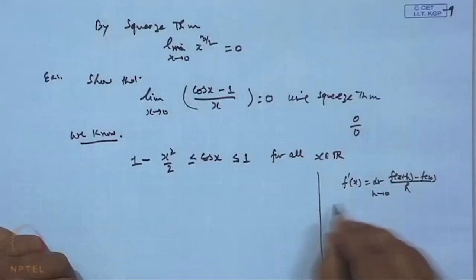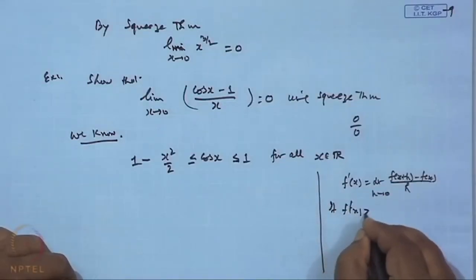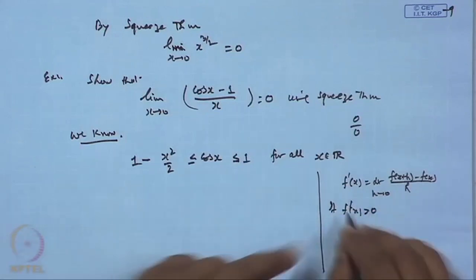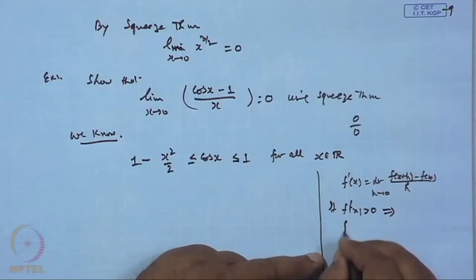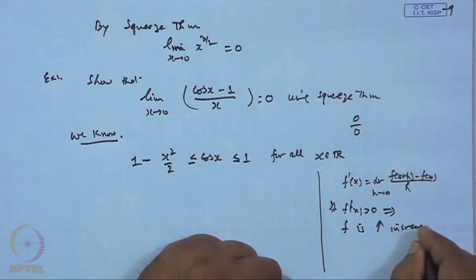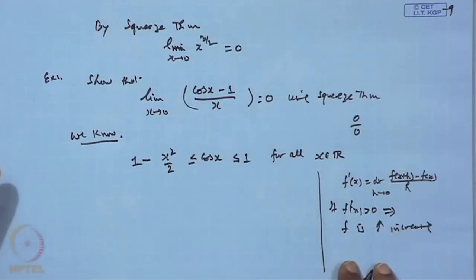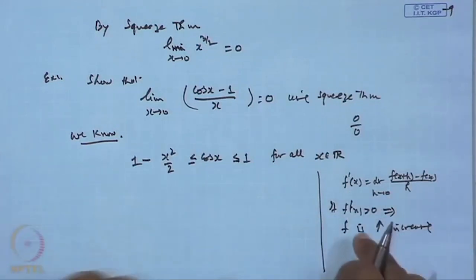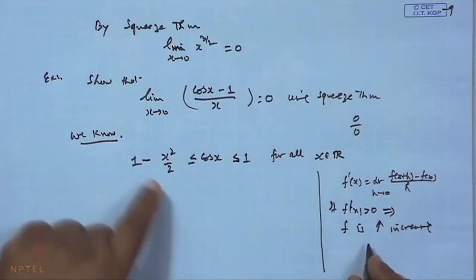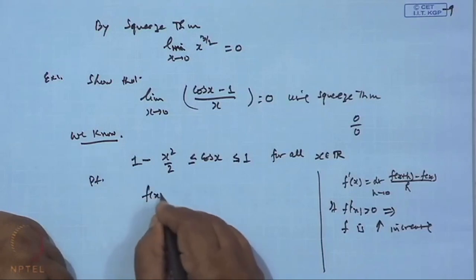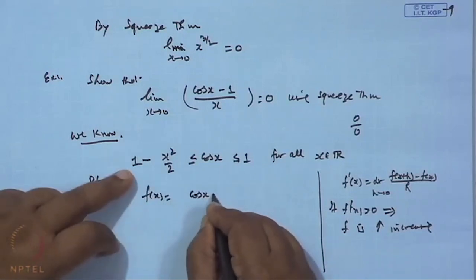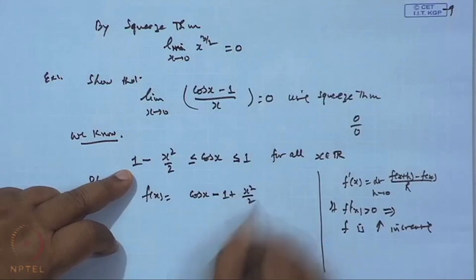So, if f dash is greater than 0, then this implies that function f is an increasing function. I will prove that when we go to the derivative applications, but here I am using this part. So, use this thing. If I construct this function f x as cosine x minus 1 plus x square by 2.